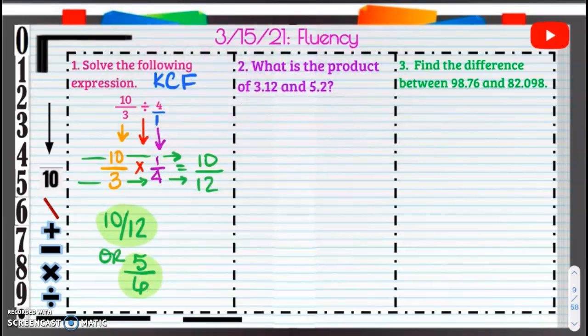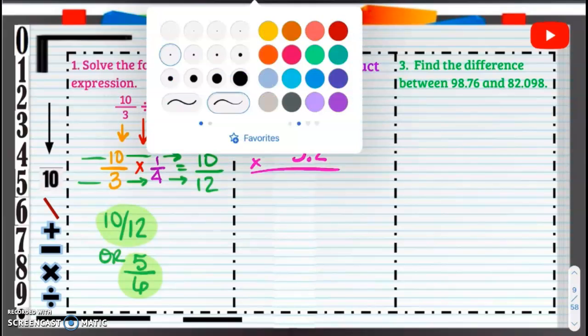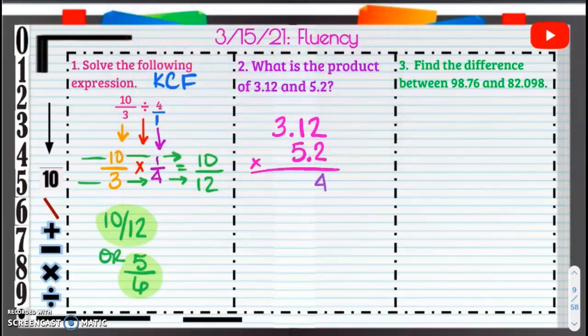Next one, the product, we're going to multiply 3 and 12/100ths by 5 and 2/10ths. We do not need to line up our decimals when we're multiplying. All right, let's do it. 2 times 2 is 4. 2 times 1 is 2. 2 times 3 is 6. We're done with that one too.